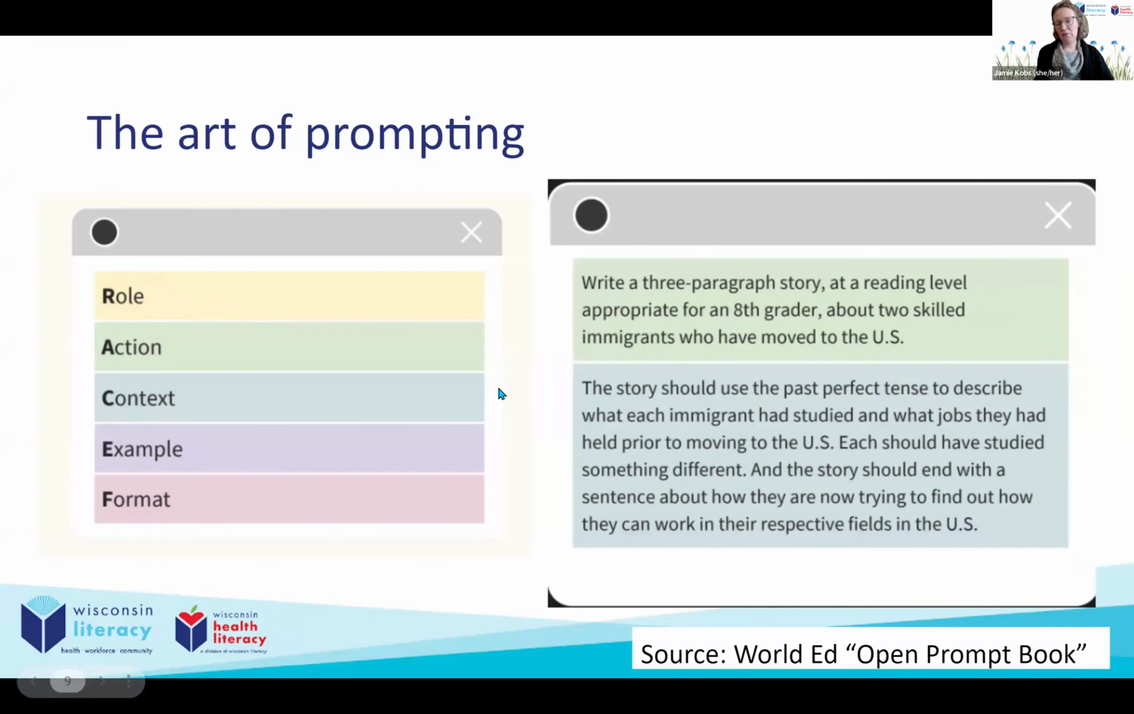Here's another example of a prompt that comes from that open prompt book. And you can see it's just action and context, but within the action, we get like the format, write a 3-paragraph story at a reading level appropriate for an 8th grader about 2 skilled immigrants who have moved to the US. So just as a guide, these are things that you want to think about when prompting.